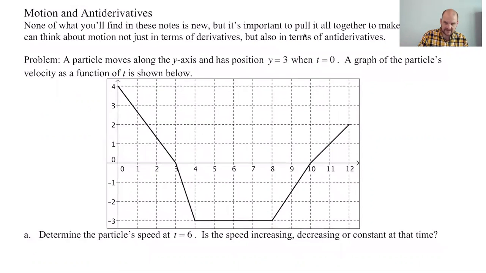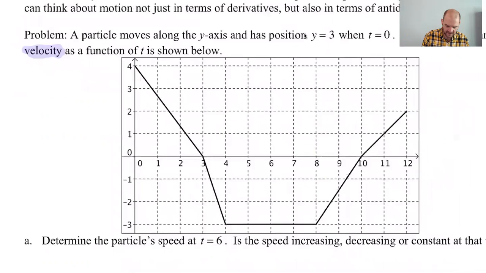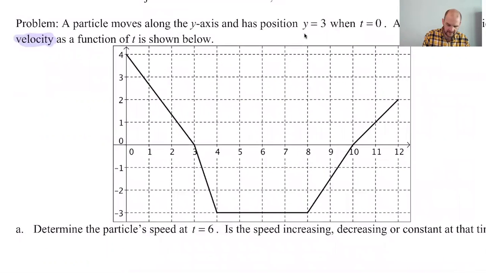So a particle moves along the y-axis, so it's moving up and down on the y-axis. It starts at y equals 3 when t equals 0. We have a graph of the particle's velocity, so that's important. This is velocity, a graph of velocity as a function of t. I don't always label it, but I probably should. Like this is v of t, this is t.